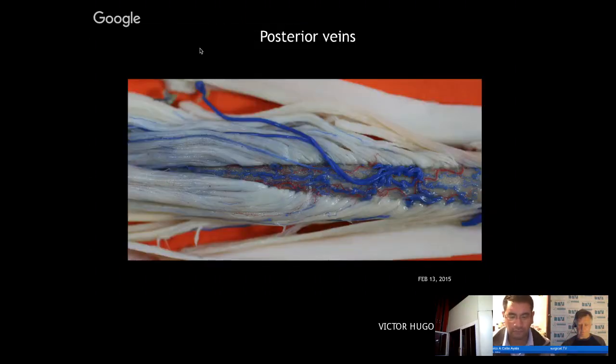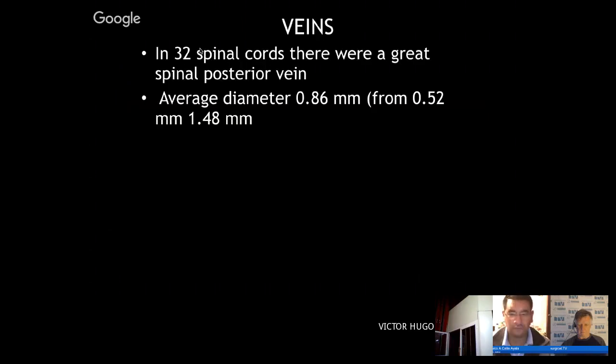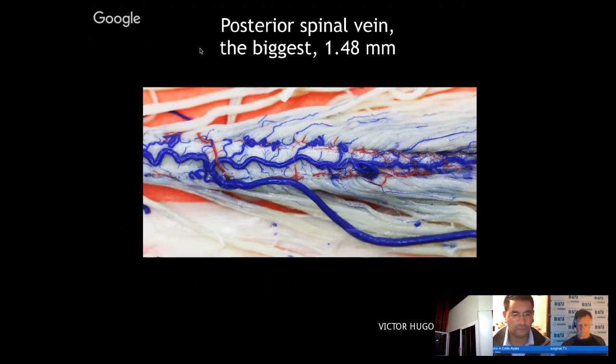These are the posterior veins. In 32 spinal cords, there was a great spinal posterior vein. Average diameter 0.86 millimeters, from 0.52 to 1.48 millimeters. Look at this. This is the biggest, 1.48 millimeters, almost 1.5 millimeters.